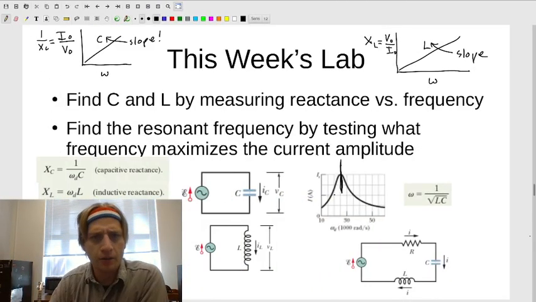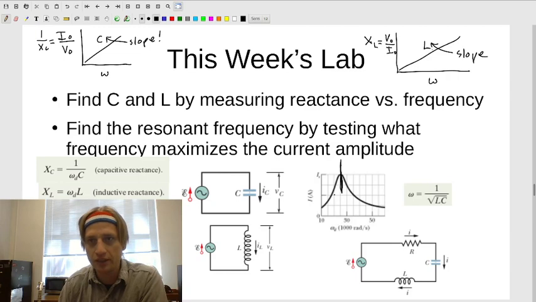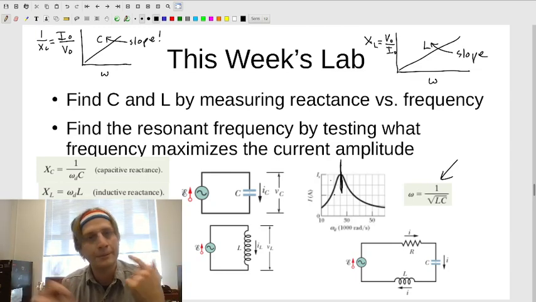In any case, we're able to get the capacitance off of one graph, we're able to get the inductance off of another graph, we're able to plug those into this expression for frequency and predict what we should find as the resonant frequency, and then we're able to measure that, and so we can compare those two together.